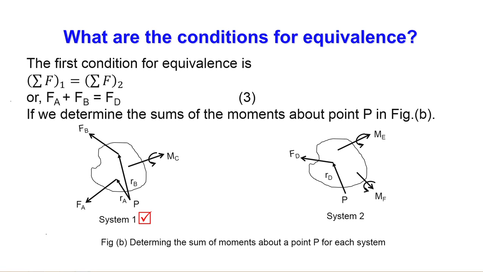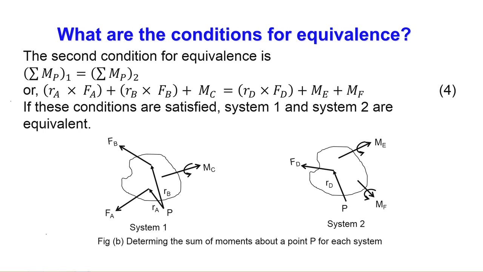If we know these vectors Ra and Rb, then Ra cross Fa is the moment due to force Fa about point P, and Rb cross Fb is the moment due to force Fb, and Mc is the direct moment that is given. So, these three come in system 1. Similarly, in system 2 the only force is Fd and its moment arm is Rd. So, Rd cross Fd is the moment due to Fd about P, and the other moments are there. All these three moments will be there.